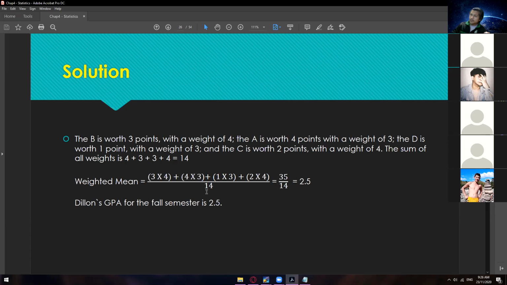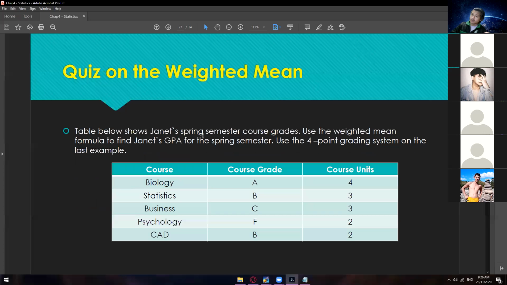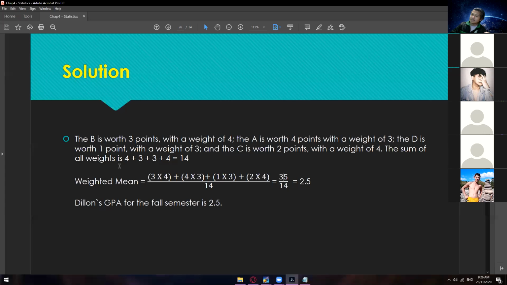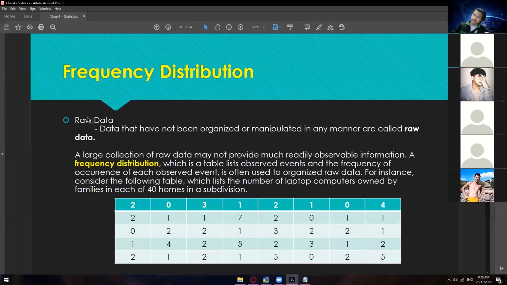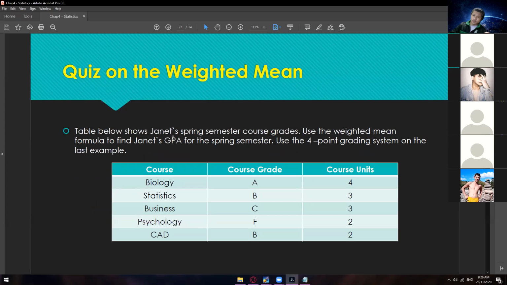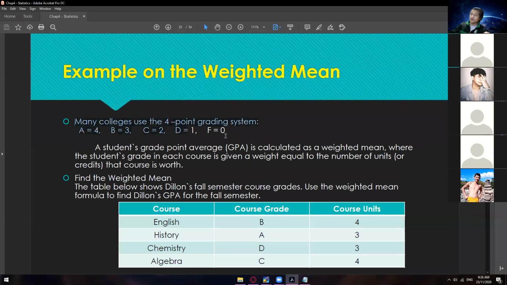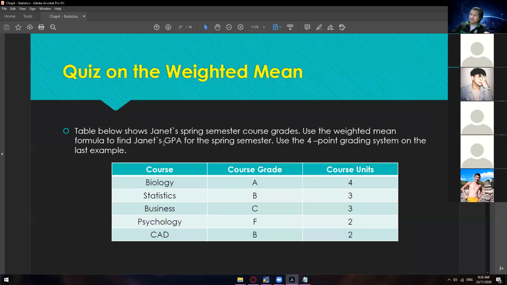We don't have any time anymore, so we will just continue. Before we end this part 2, after this example, you're going to have a quiz. Don't worry, it's just one number, and it's super similar. It's also asking you to solve for the GPA, but now it is Janet's grade for the spring semester. Use the 4-point grading system from the last example and solve for the weighted mean.